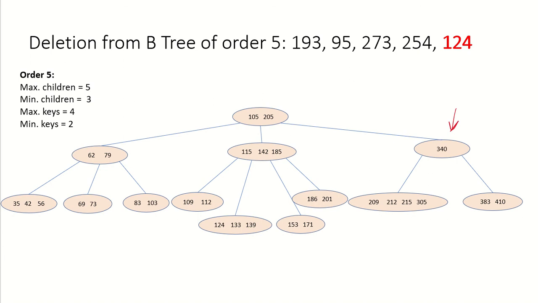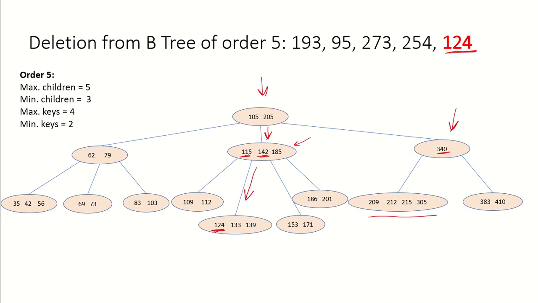So this is the structure of the tree. We just have 340 over here, 209, 212, 215 and 305 in this merged node over here. Now the next key that needs to be deleted is 124. We start from the root node. 124 is larger than 105 but less than 205, so we come here. We reach this node. Again 124 is larger than 115 but smaller than 142, so we follow this subtree and we reach this node where we are having 124.